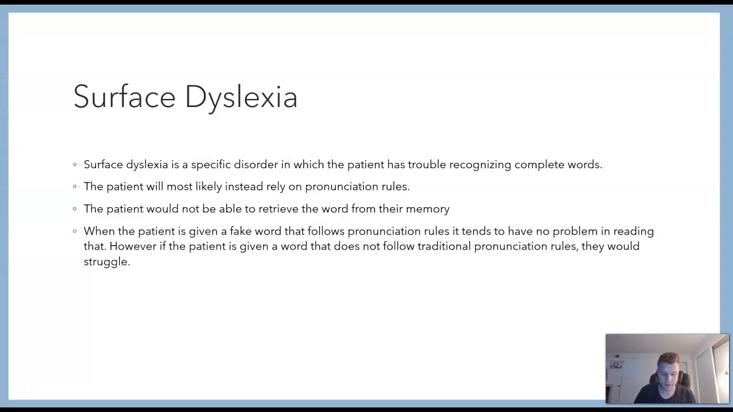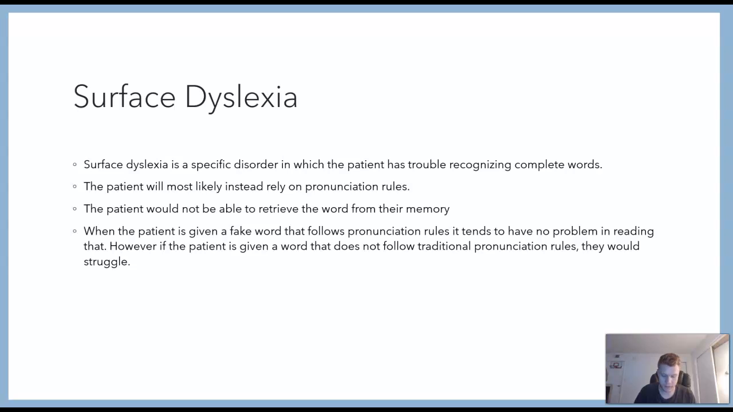The first classification of dyslexia I will be discussing is surface dyslexia. A patient with surface dyslexia has trouble using the whole word method. In other words, the person does not have a working lexical pathway consisting of memorized word pronunciations and spelling. A patient with surface dyslexia would have trouble with words that do not follow traditional pronunciation rules. A patient with surface dyslexia tends to rely on pronunciation rules to form their words, instead of their lexical pathway.